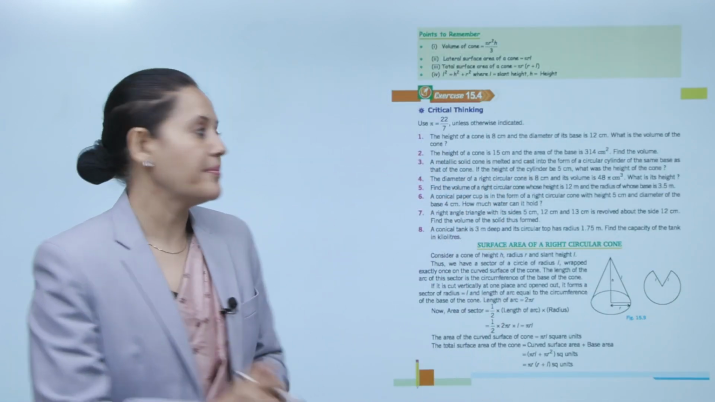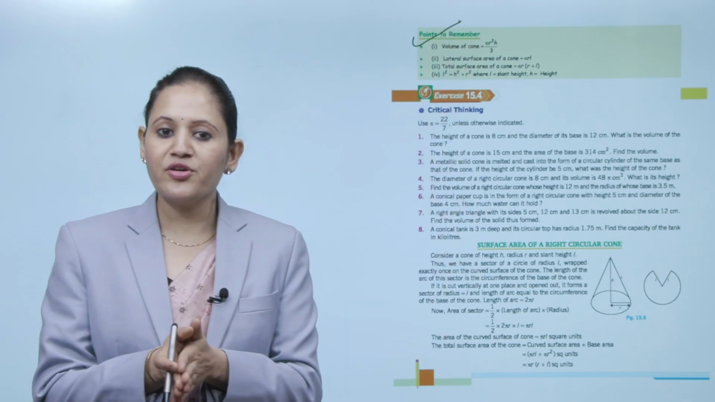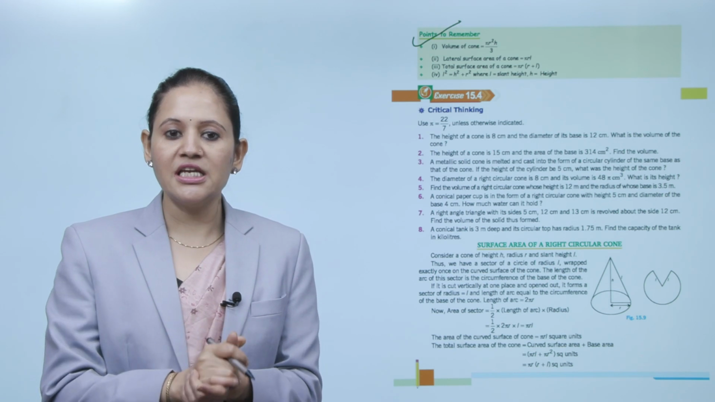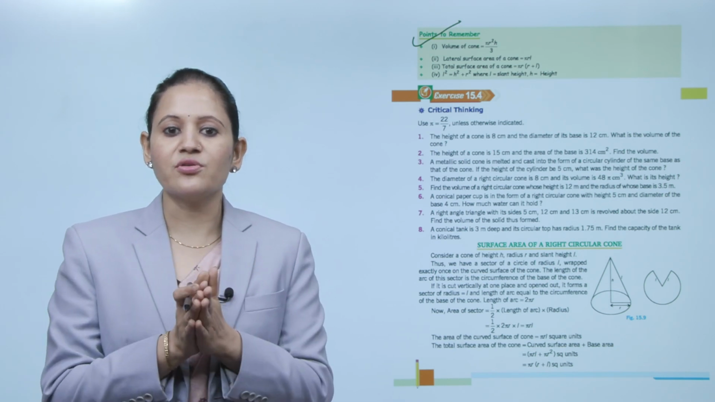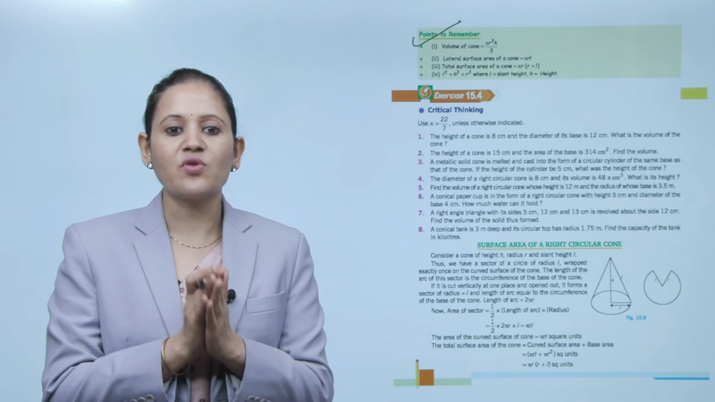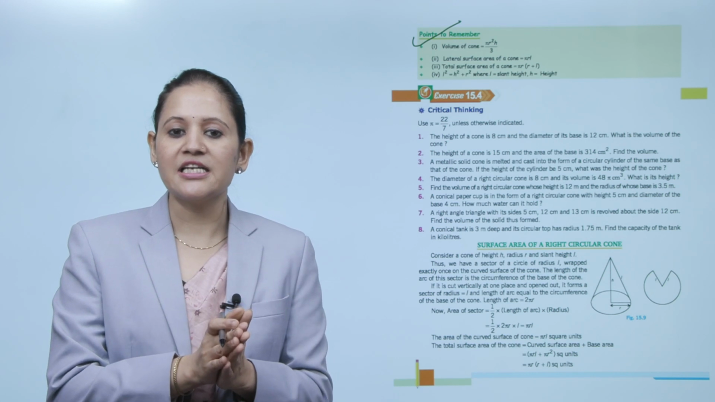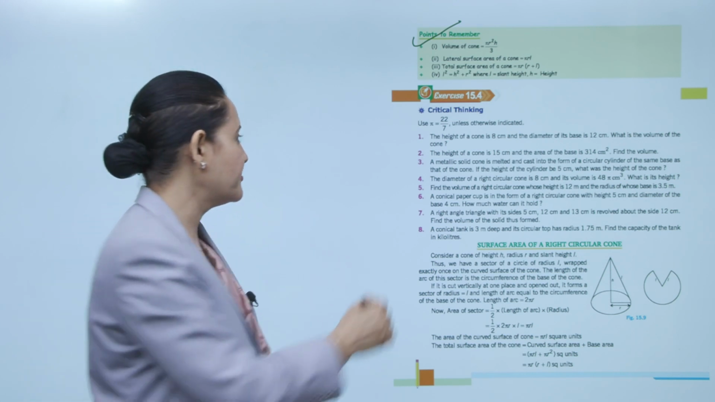Next is points to remember. Volume of the cone is pi r square H upon 3. Curved surface area of the cone is pi r L. Total surface area of the cone is pi r into r plus L. L square equals H square plus R square, where L is the slant height and H is the height. Next is exercise 15.4.